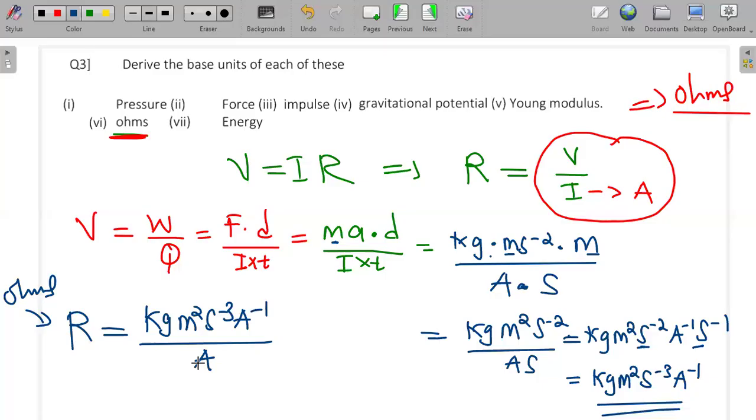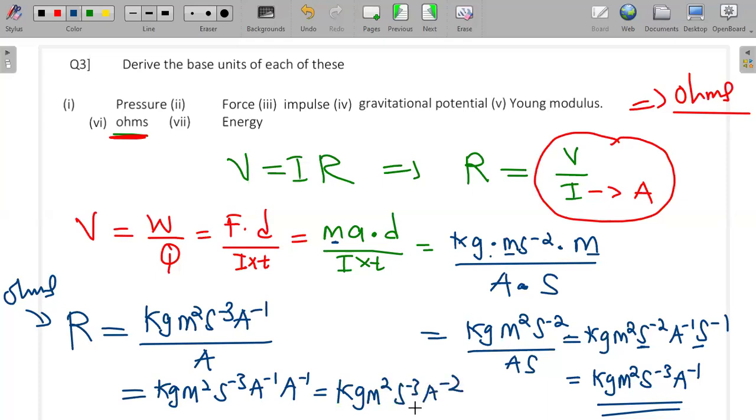Okay, so now A, you can see that A here is in the denominator, so I can take it up. So it will be kg m squared s to the power minus 3 A to the power minus 1. This one here was in the denominator; when it comes up, it comes with a minus 1. So it means the base units for the ohms or for the resistance are simply kg m squared s to the power minus 3 A to the power minus 2. Okay, so these ones here are actually the base units.